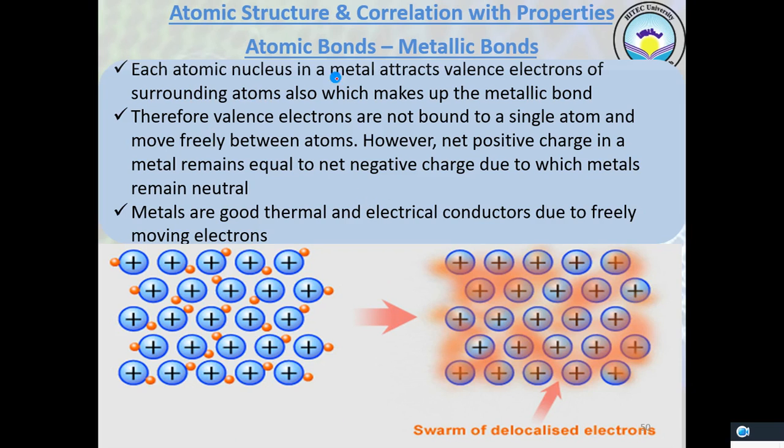Each atomic nucleus in a metal attracts the valence electrons of surrounding atoms, which makes a metallic bond. Therefore, valence electrons are not bound to a single atom and move freely between atoms. However, the net positive charge in the matter remains equal to the net negative charge. Metals are very good thermal and electrical conductors because of the movement of free electron clouds.